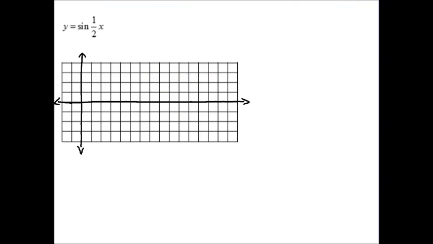Y is equal to the sine of 1/2 x. Our amplitude is again 1. Our period is 2 pi divided by 1/2. What is 2 pi divided by 1/2? If we divide by a fraction, we multiply by the reciprocal. 2 pi times 2 is 4 pi. And that makes our quarter period 4 pi divided by 4, which is just pi.